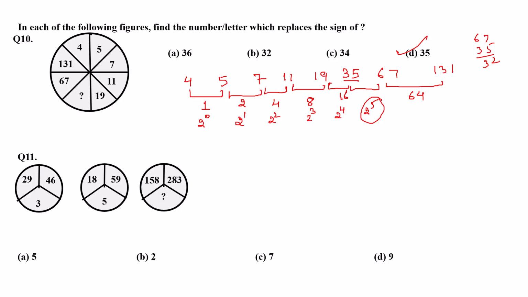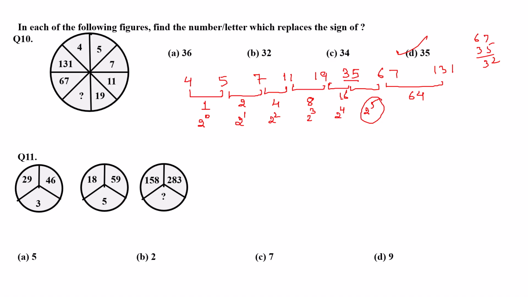Okay, now moving to question number 11. Here also you have to find the missing number. But first try to understand the pattern given over here. See, 46 and 29, if I subtract, will I get 3? No. Same way 59 and 18, this will also not give me 5, isn't it? So what should be the trick?